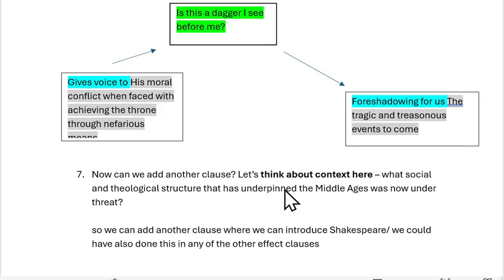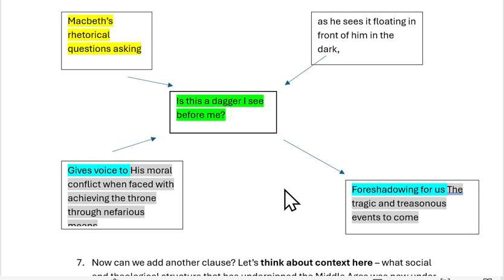So once you have done that, you can say, okay, I've now got a sentence that's got one, two, three effect clauses. I can take one of those effect clauses and put it at the start of the sentence. So let's start the sentence here. What can we say? We can say Macbeth's moral conflict when faced with achieving the throne through nefarious means finds voice in his rhetorical question asking. So again, we're going from effect clause to verb to technique to textual example, context clause, effect clause, effect clause.